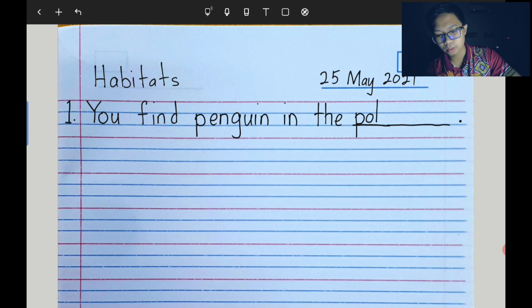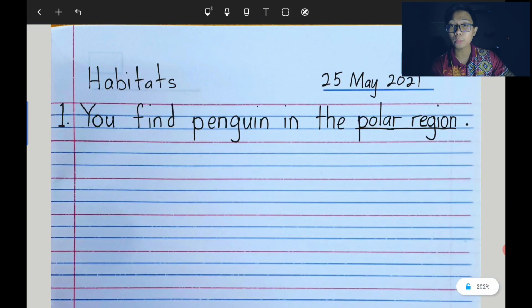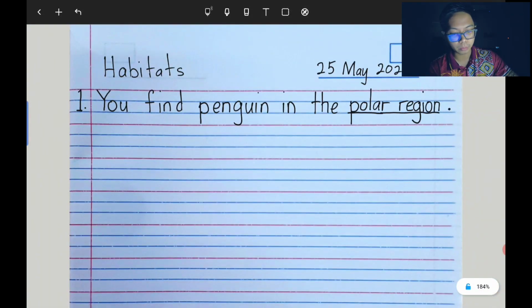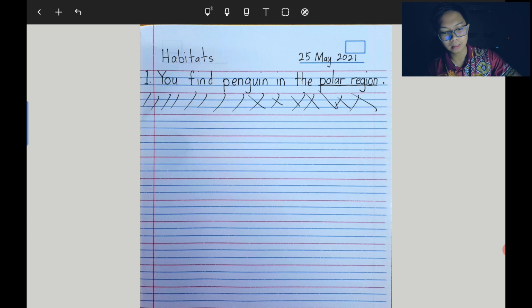Make sure your spelling is correct. R-E-G turun bawah I-O-N. So that's the first example. Okay, the first example, you find penguin in the, di mana kamu jumpa penguin? Polar region. Okay, your handwriting must be beautiful. And this one, leave it empty, kasih biar kosong. Okay, don't write anything, jangan tulis apa-apa.